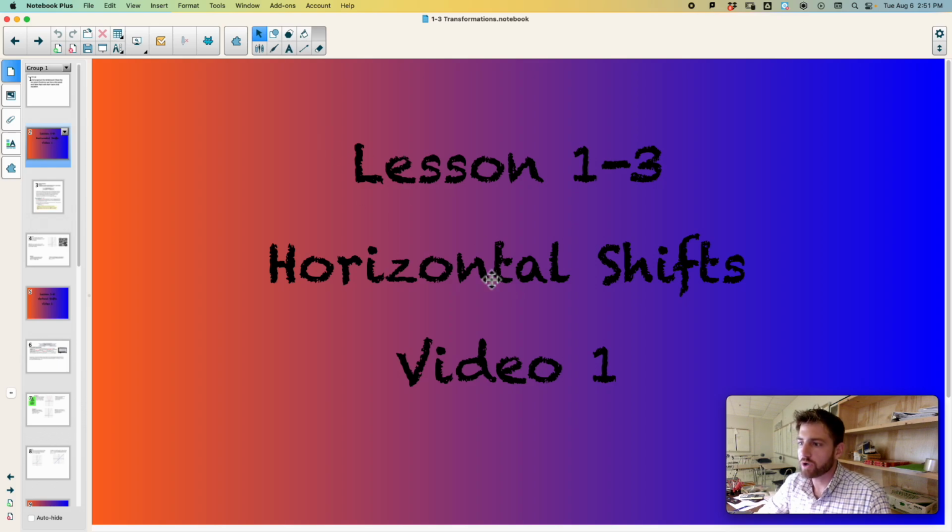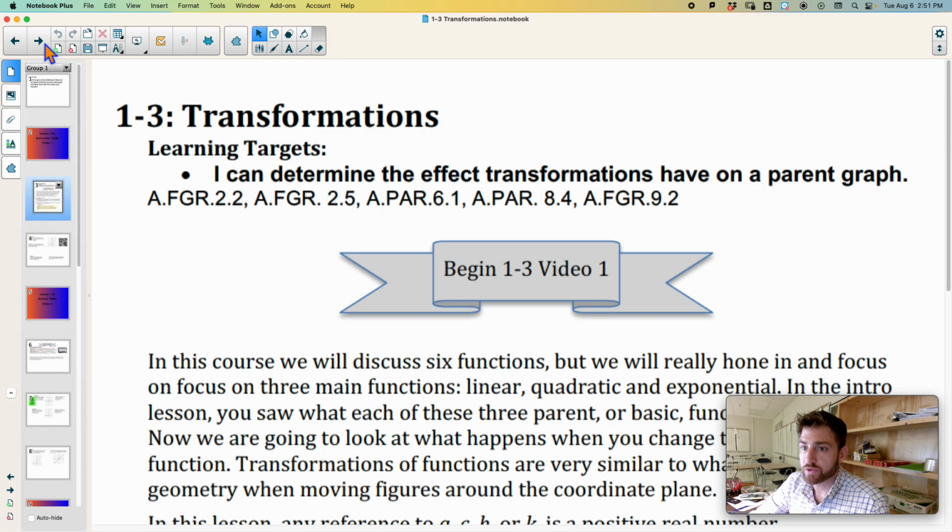Okay, so we're going to start lesson 1-3, horizontal shifts, and this is video 1 for 1-3. And our learning targets are that we can determine the effect transformations have on a parent graph.